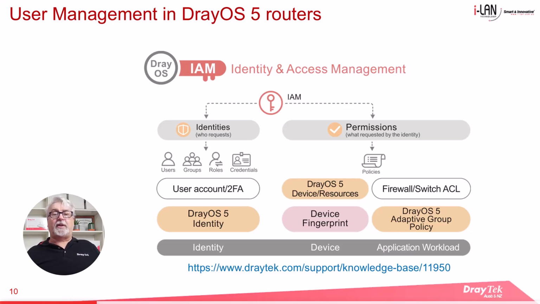This helps in minimizing the risk of unauthorized access and ensures that sensitive data and configurations are protected. By utilizing IAM in DrayTech routers, organizations can better secure their networks and manage user permissions effectively. The feature not only streamlines the management process, but also enhances the overall security posture of the network. More details can be found in Knowledge Base Article 11950, which I'll link to in the description below.